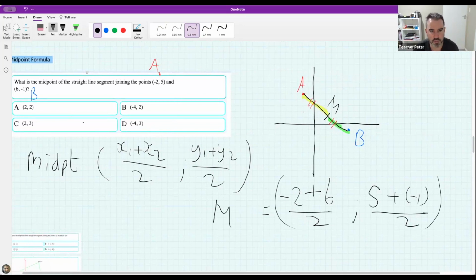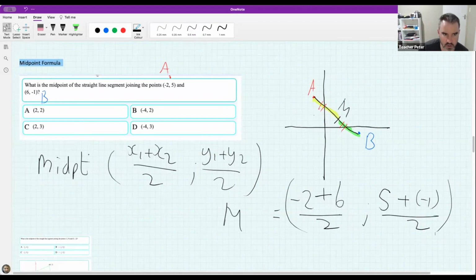Which of the 4 options, A, B, C, D, do you think is the correct answer? Which of these 4 options do you think is the correct answer?